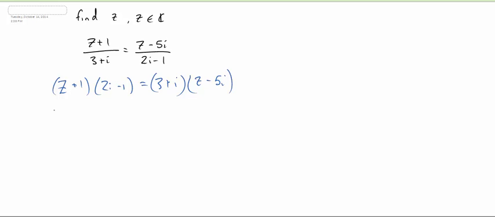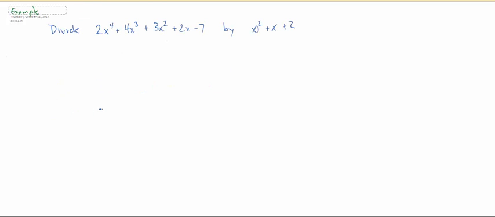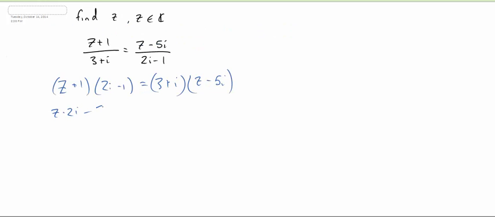So we have z times 2i minus z plus 2i minus 1 equals 3z minus 15i plus i times z minus 5i squared. Oh, that's nice. Minus 5i squared becomes plus 5. So now we've got to get all of our z's to one side.